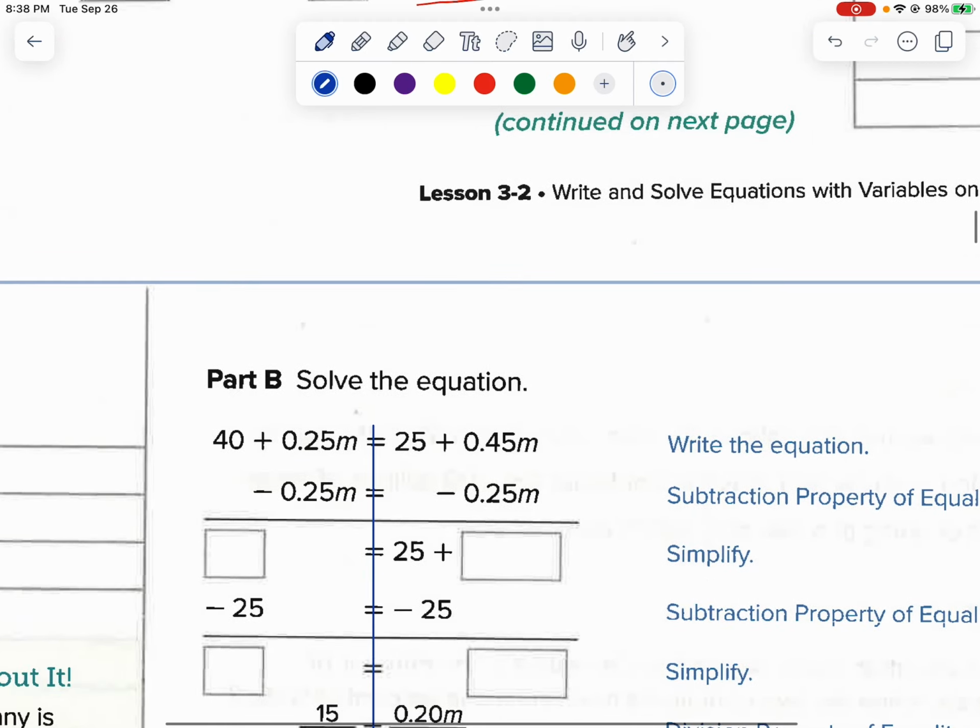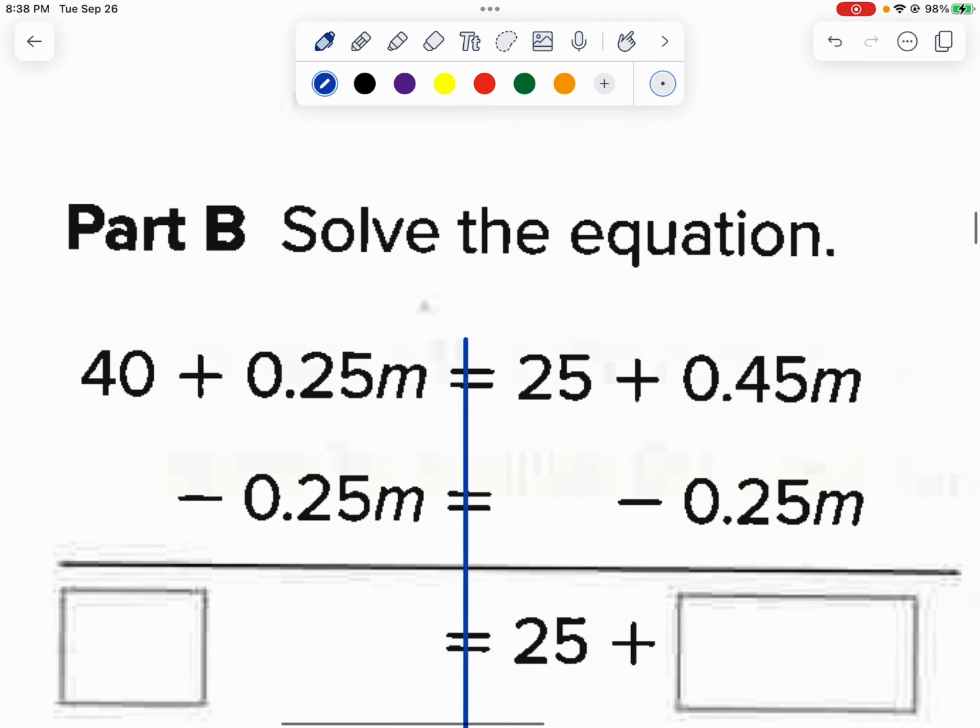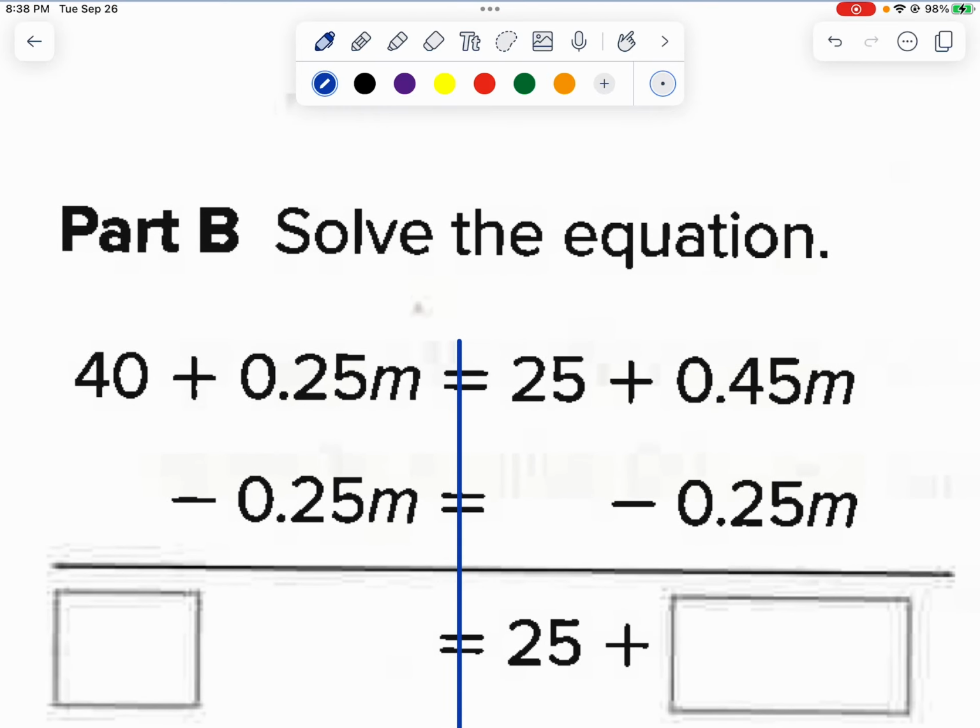I want my variables to be on the same side of the equal sign. Normally, I pick the smaller one to move, and the smaller one to move this time happens to be the 0.25. So these two right here are going to eliminate. They're going to go bye-bye. So I get 40 equals, bring the 25 straight down, and then this is going to be 0.20 m.